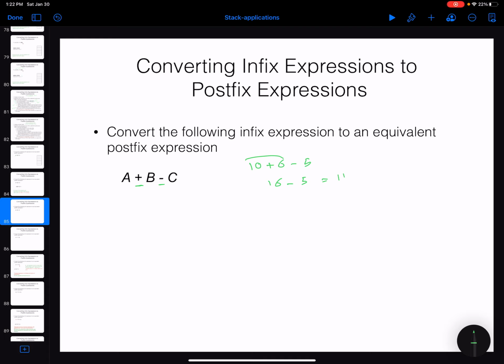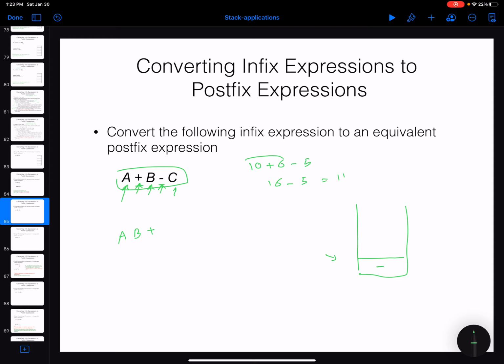Okay, so if I apply the algorithm over this one, again, this is going to be something like this. You have an operand, you put it in the output. You have an operator, you push it to the stack because the stack is empty. You have an operand, you put it in the output. You have an operator, you look at the stack, all the operators of equal or higher precedence will be popped. So plus will be popped, and then you put minus here.